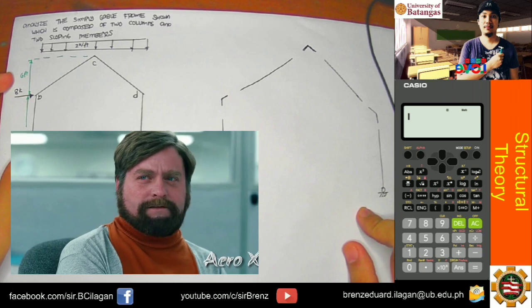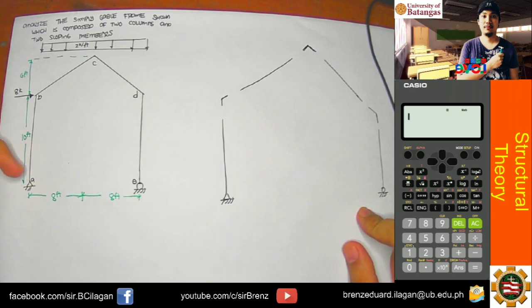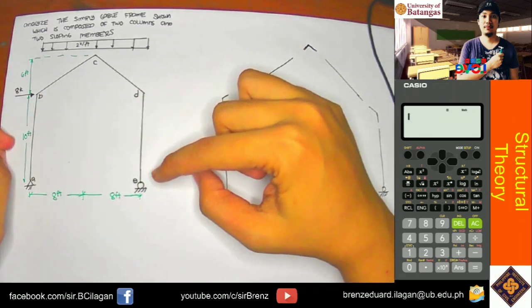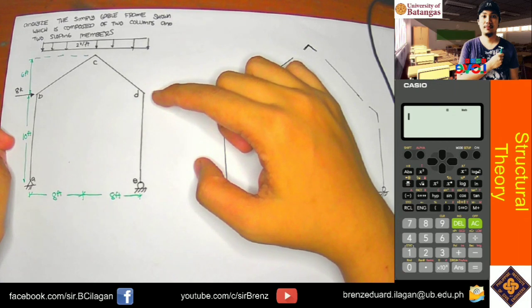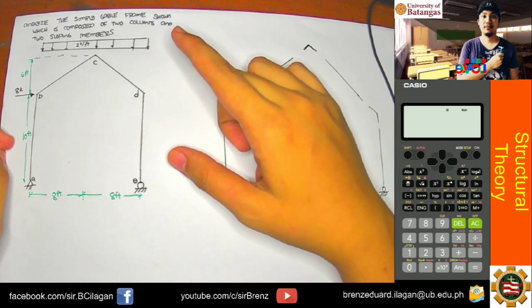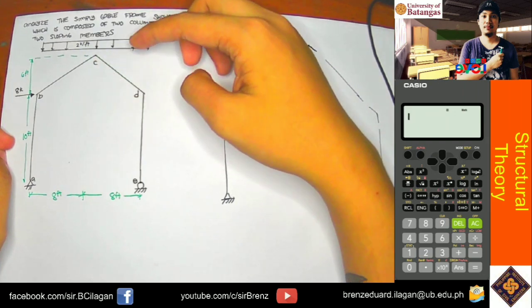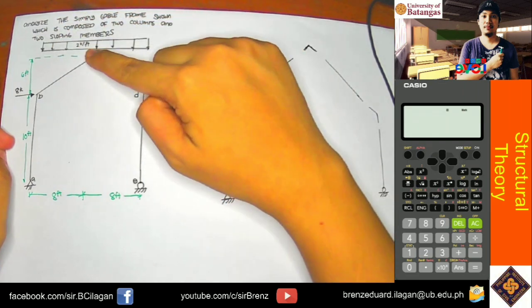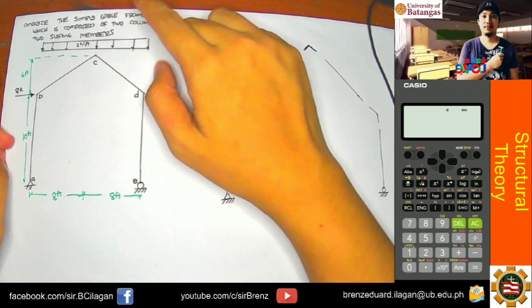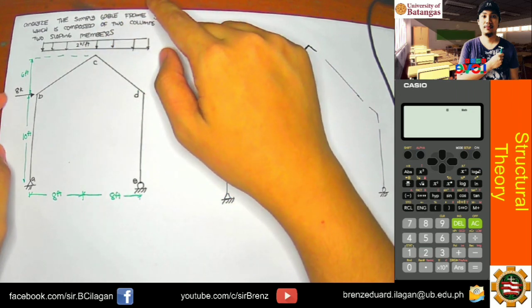So, ayun nga. This is composed of two columns, yung AB and yung DE, and two inclined members. Ito yung nag-represent as a roof, so CB and CD. This is affected by a horizontal uniform load, which is 2 kips per foot, and a horizontal load here, which is 8 kips.